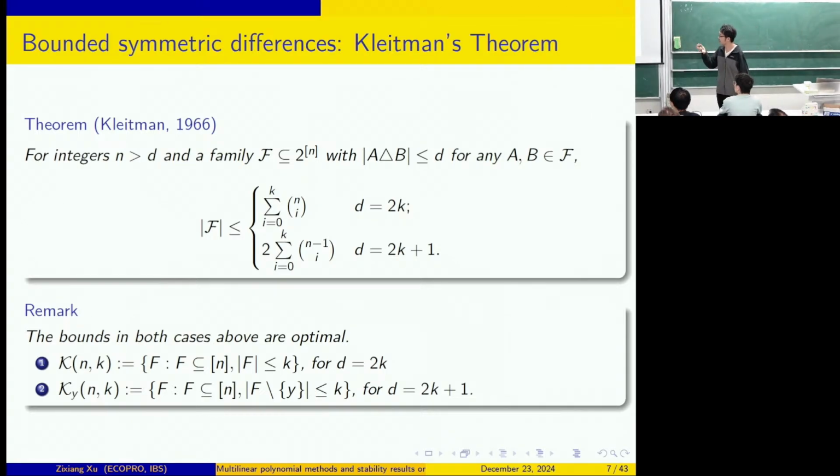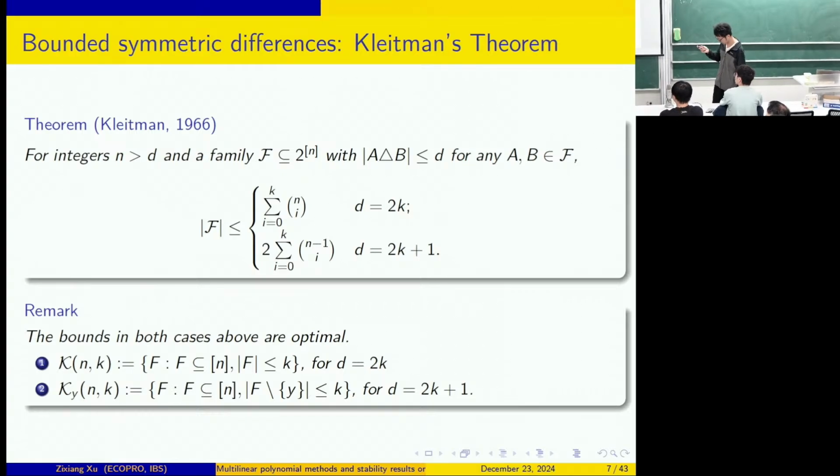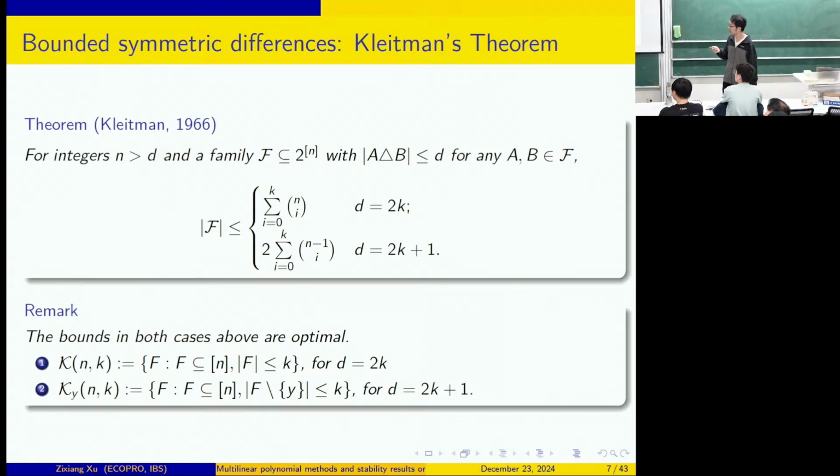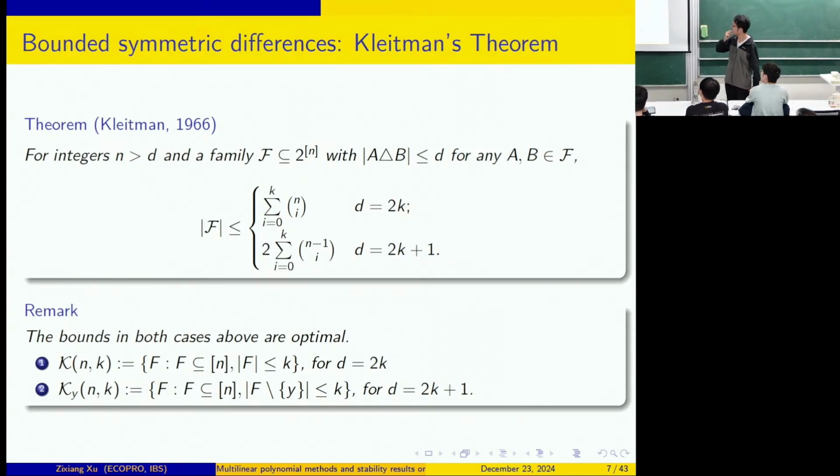This result states that suppose in a set system the pairwise Hamming distance is bounded by some value d, then the set system can be upper bounded. When d is even and when d is odd the form is slightly different, but the extremal configuration is also very clean. For example, when d is even, you can take a Hamming ball of radius k.